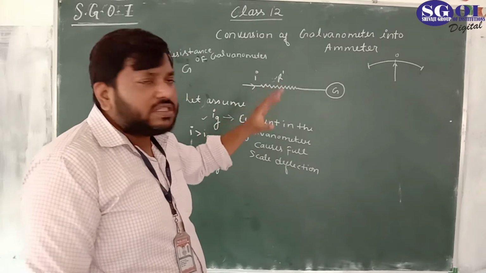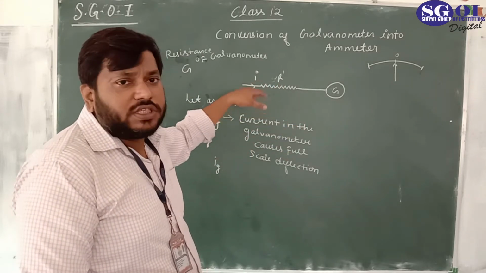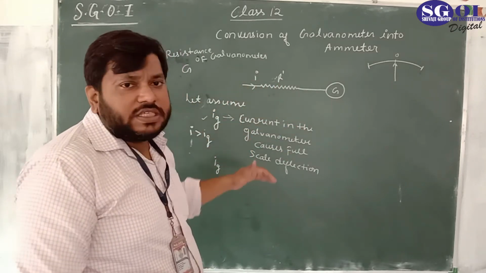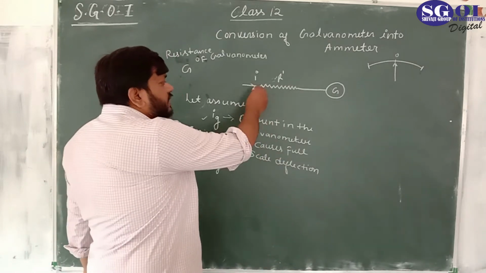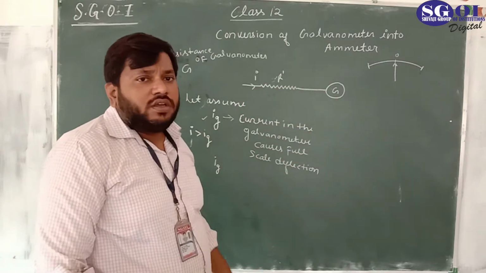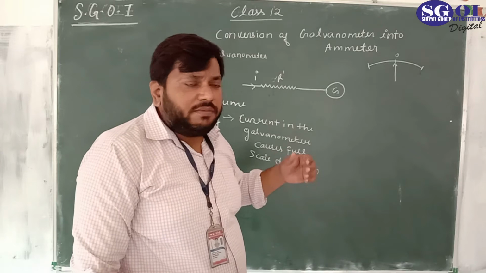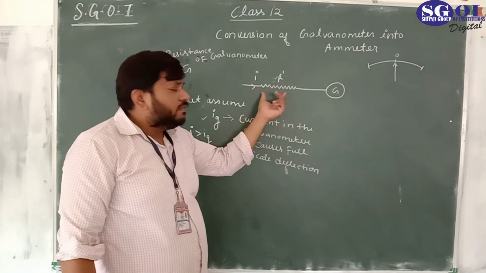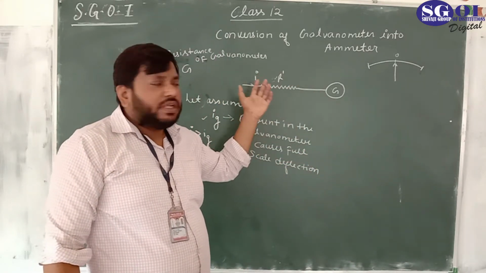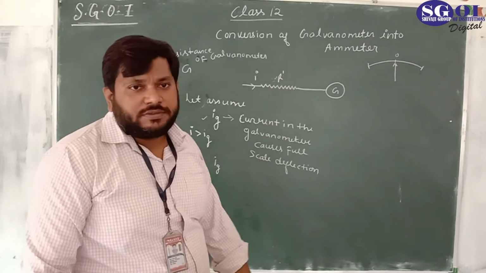It means that when the resistance increases, the value of the current flowing decreases. So if the current decreases, the reading of the galvanometer would not be the same as the current that was flowing before connecting the galvanometer in the resistance R dash.